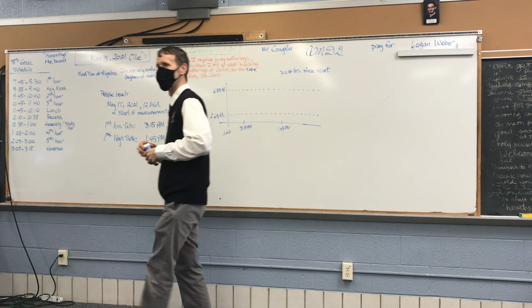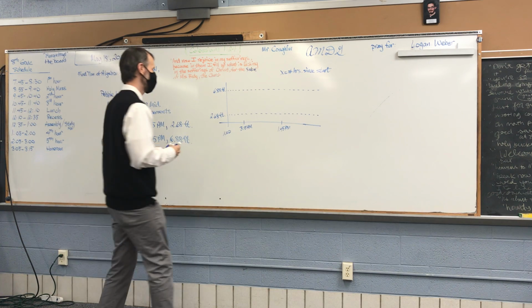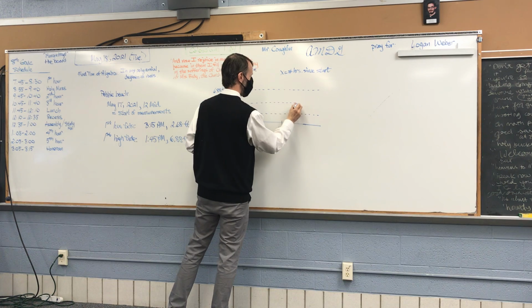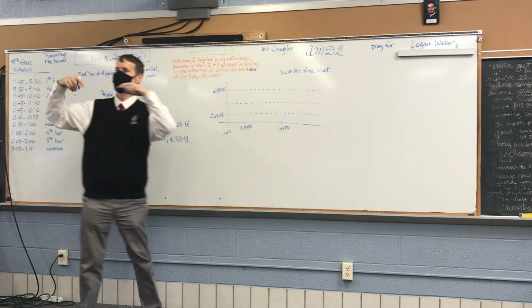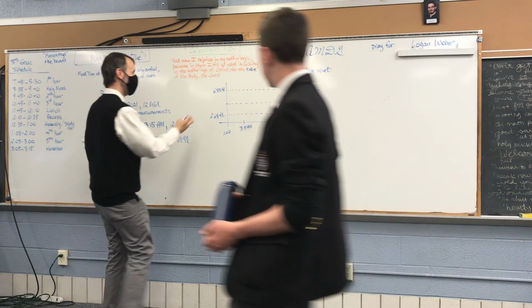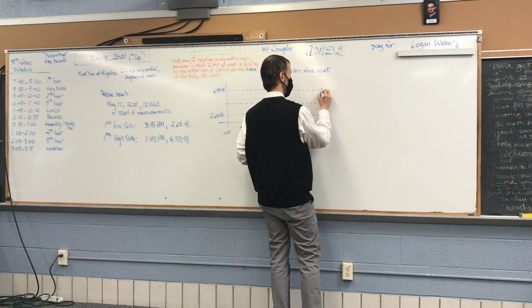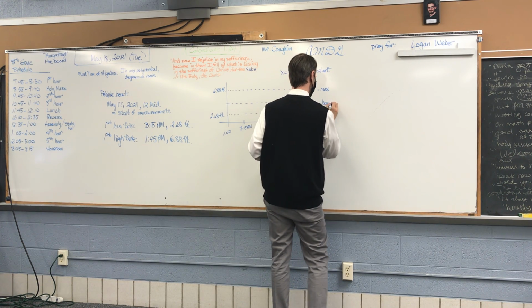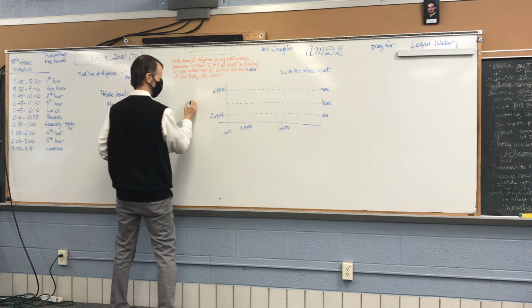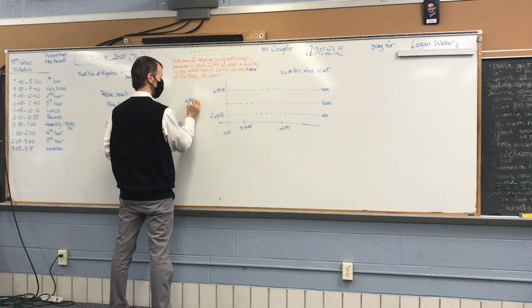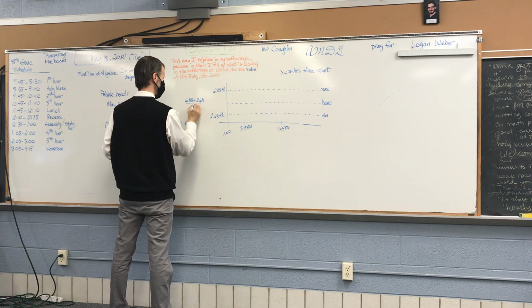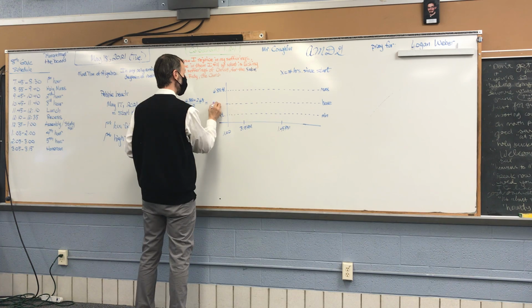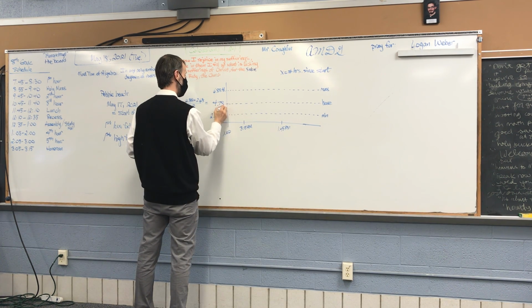Wait, the baseline. How do you find the baseline? Refresh my memory. Divide by 2. In other words, you find the average. Correct. So to get the baseline, this is the max. This is the min. This is the baseline. The baseline is found with 6.88 plus 2.68 divided by 2. What do we get there? 4.78. Nice.